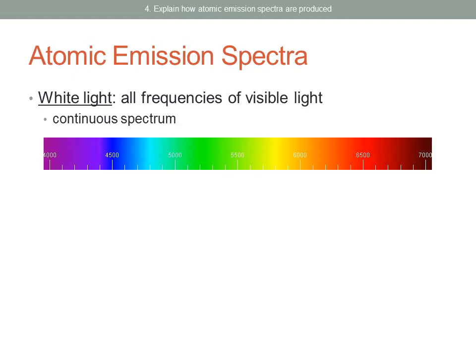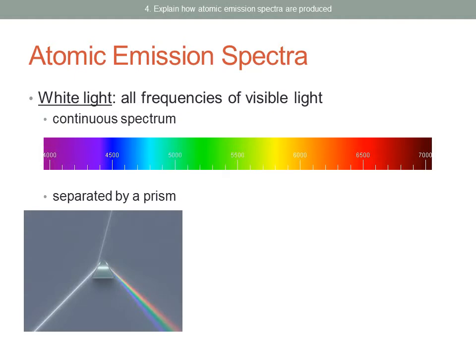And notice it is a continuous spectrum. Realize that there are no breaks in the spectrum. We get absolutely every wavelength or frequency of visible light in white light. We can separate it by a prism.